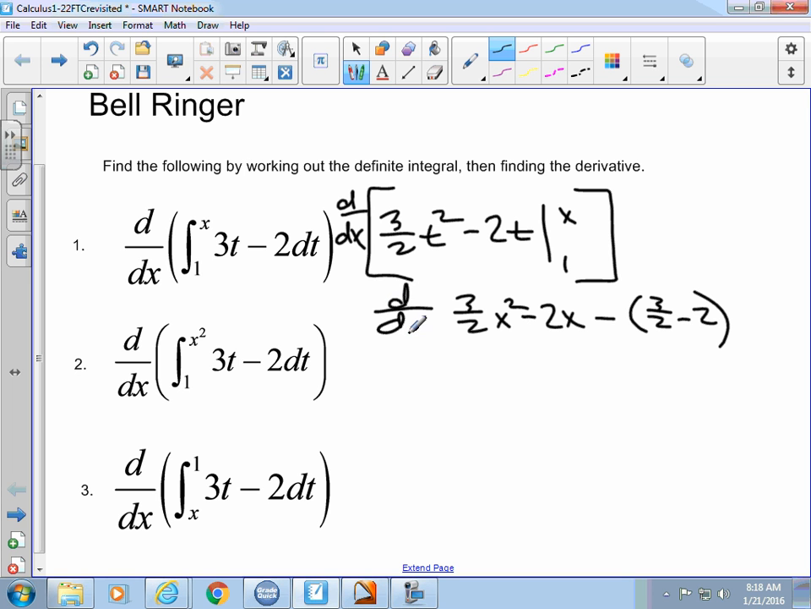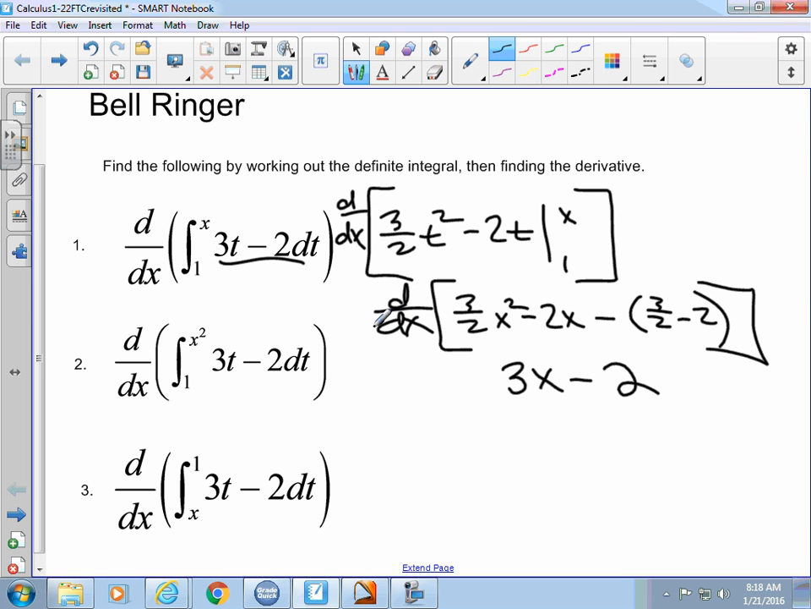And then I'm going to do the derivative of that. What's the derivative of 3 over 2x squared? 3x minus 2. What's the derivative of this stuff? Why? It's constant. So you tell me why that was a big old waste of my time. Isn't it the exact same thing that's up there?